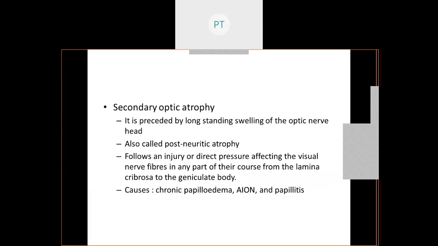A secondary optic atrophy is preceded by a long-standing swelling of the optic nerve head. It is also called post-neuritic atrophy, and it follows any injury or direct pressure affecting the visual nerve fibers in any part of the course from the lamina cribrosa to the geniculate body. For example, if there is chronic papilledema because of raised intracranial pressure, you see the edema, and then the changes in the optic nerve. This is also known as secondary optic atrophy. Causes can be chronic papilledema, AION, and papillitis.